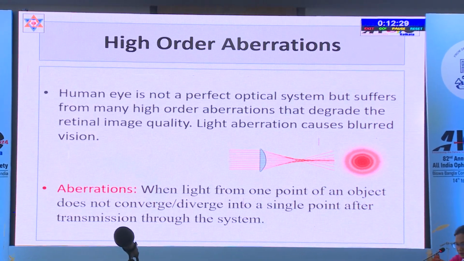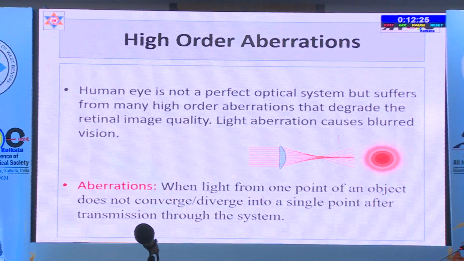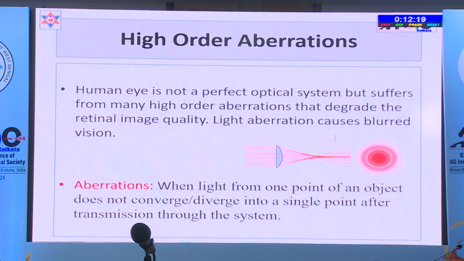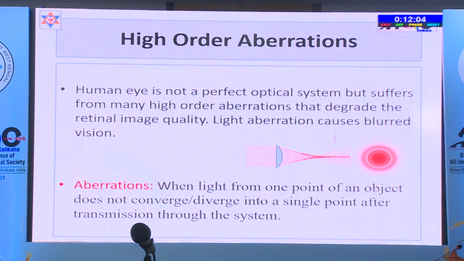This diagram shows that if the surface of the cornea is not normal, or if it's thinned out, or if there is some problem, then the light doesn't converge at one point, so it forms a blurred circle. These aberrations occur when the light from one point of an object does not converge or diverge into a single point after transmission through the system, and it forms that blurred circle.